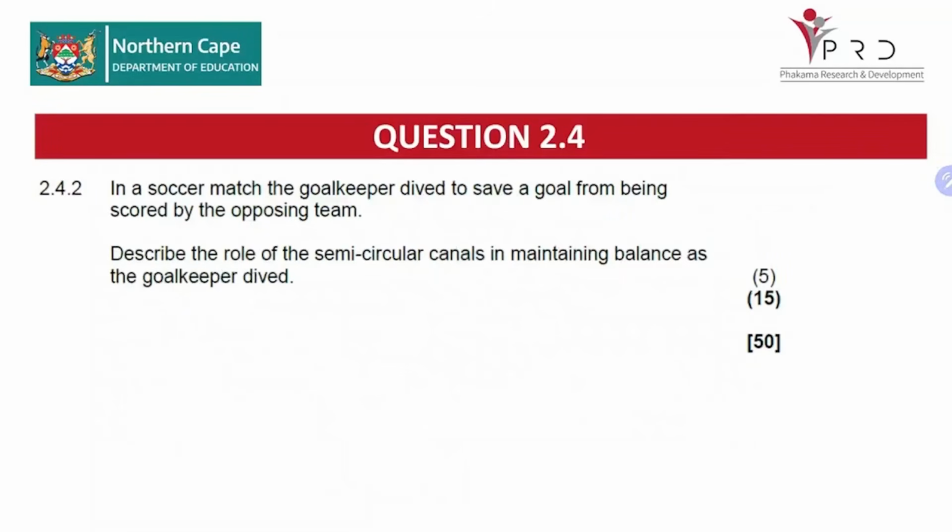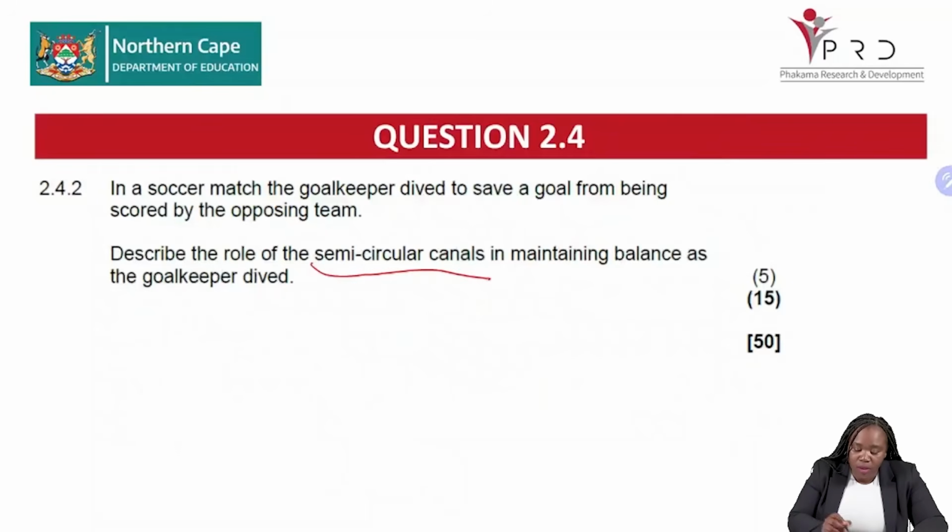Right. And then we have 2.4.2. 2.4.2 says, in a soccer match, the goalkeeper dived to save a goal from being scored by the opposing team. Describe the role of the semicircular canals in maintaining balance as the goalkeeper dived. Right. So here we are looking at what has happened. So here there was a change in position of the head, right? Because the goalkeeper dived.